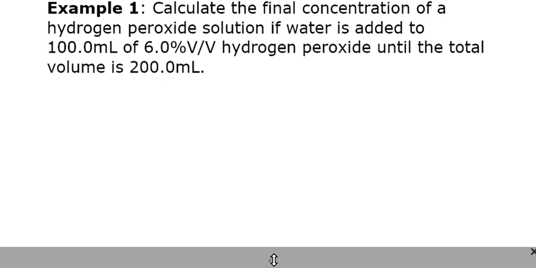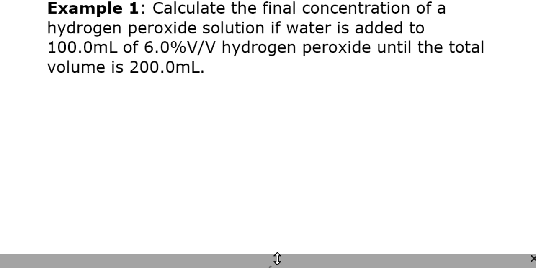So our first example here, we want to calculate the final concentration of a hydrogen peroxide solution if water is added to 100 milliliters of a 6% volume hydrogen peroxide solution until the total volume is 200 milliliters. Now, at first, you might think this sounds a little bit complicated, but let's break it down. So, we want to calculate the final concentration. That means we want to find C2. That's our unknown.